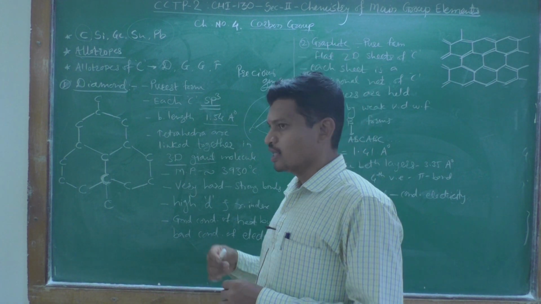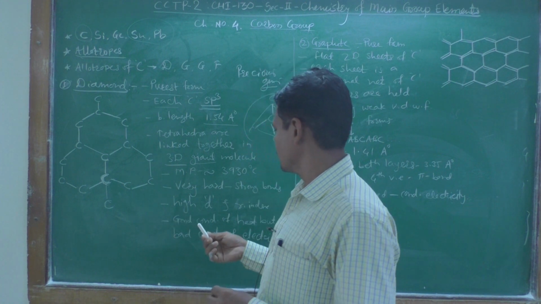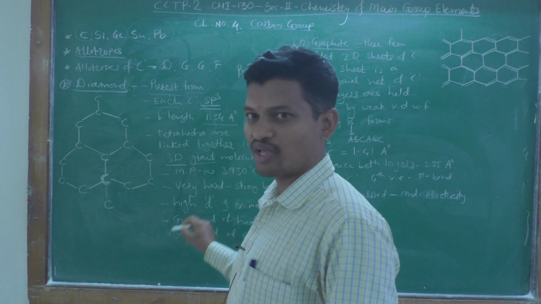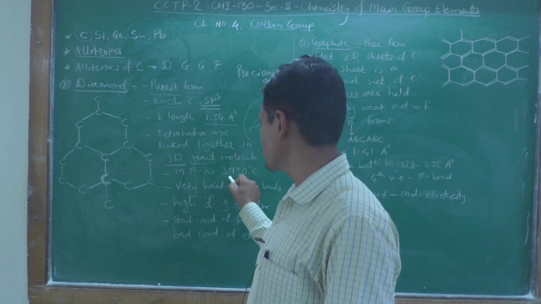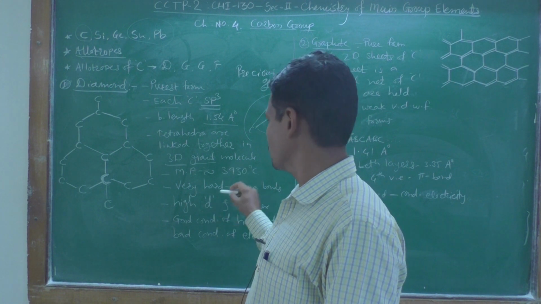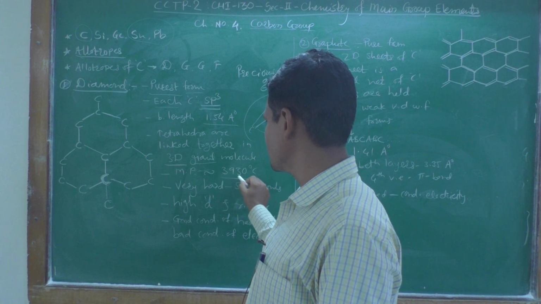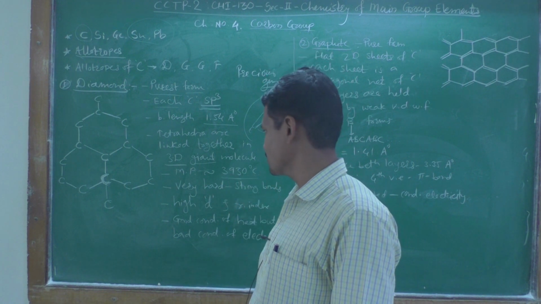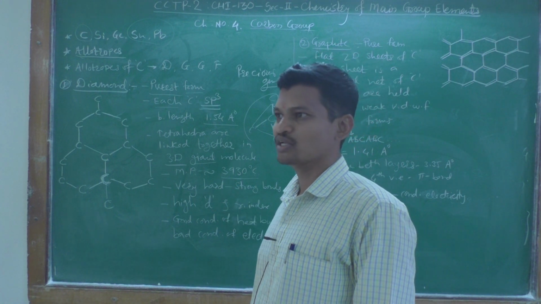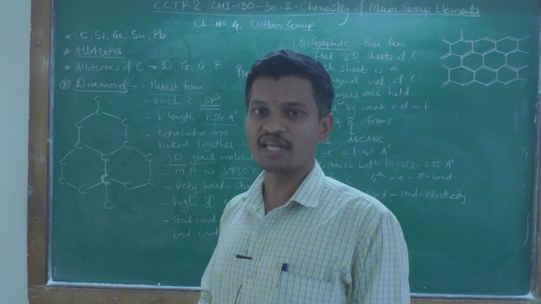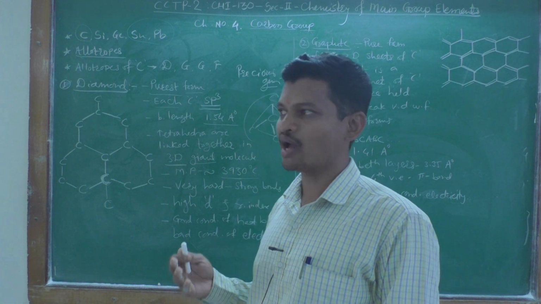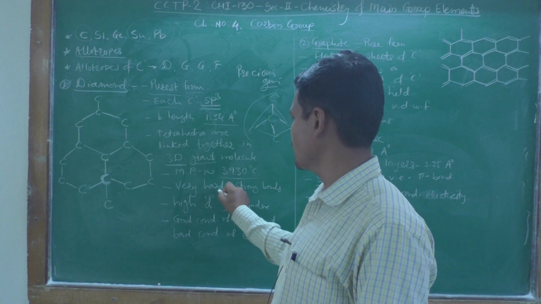The melting point of this diamond is extremely high. It is almost about 4000 degrees Celsius, but the round figure is 3930 degrees Celsius. It is very hard in nature. We know that diamond is known to be one of the hardest materials on the earth's crust or on the earth's surface. So it is very hard.